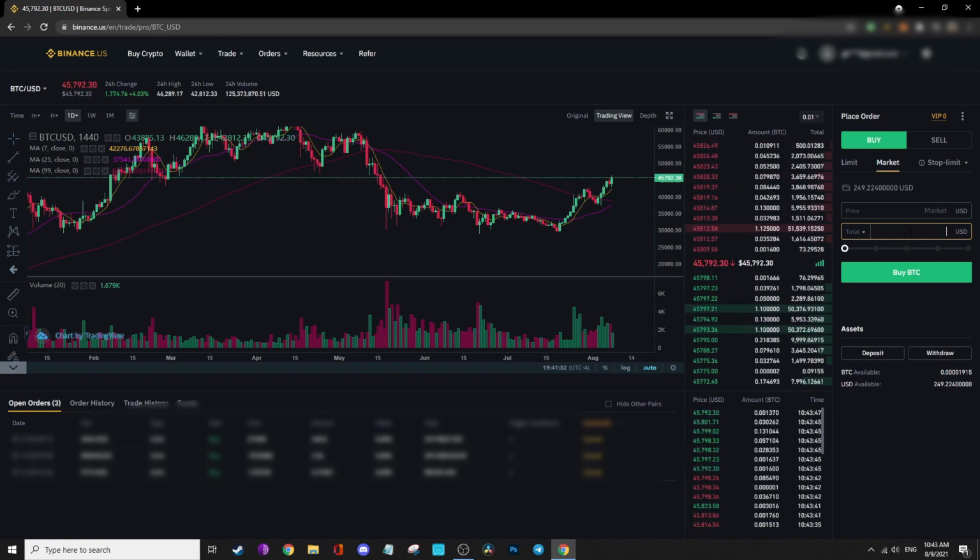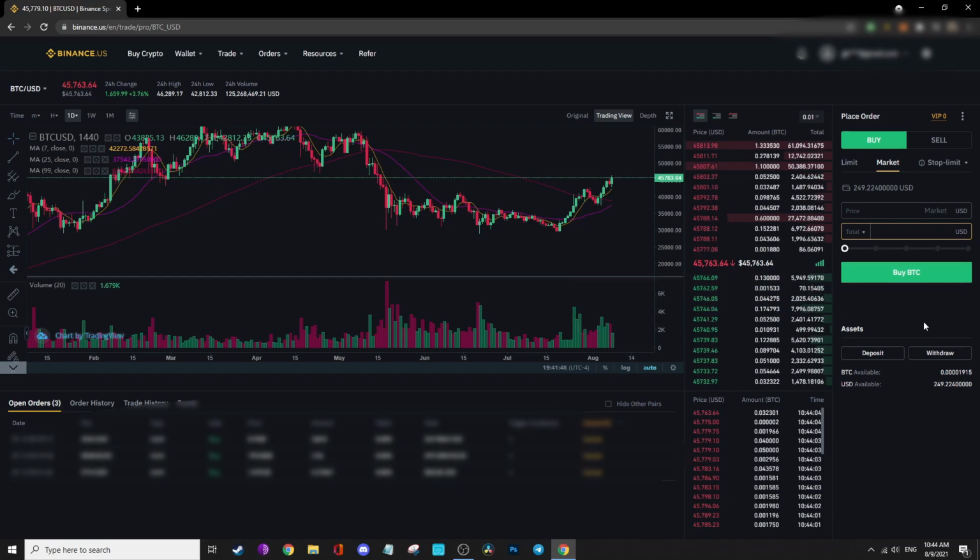Alternatively, if you don't know how much Bitcoin you want to buy and you just have money that you want to invest, you can type in how much money you want to buy. You can do $100 worth of Bitcoin and it'll automatically calculate that for you, and you'll be buying at this market price right here.